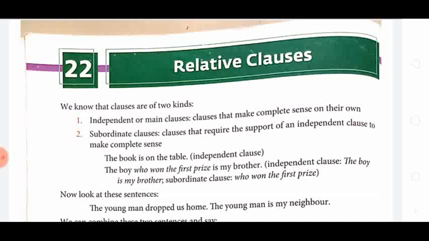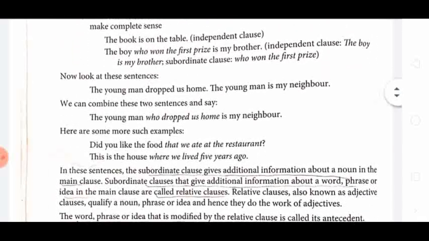The boy who won the first prize is my brother. Now, who won the first prize? The independent clause is the boy is my brother. The subordinate clause is what? Who won the first prize? Now, look at these sentences. The young man dropped us home. The young man is my neighbor. Here also two clauses are there. We can combine these two clauses and write like this: the young man who dropped us home is my neighbor.